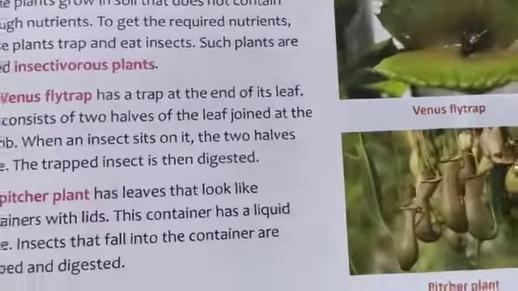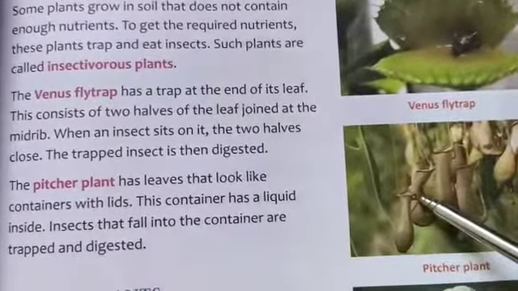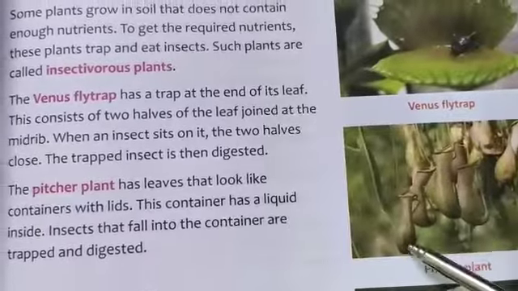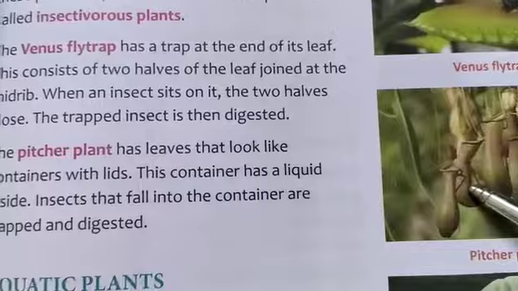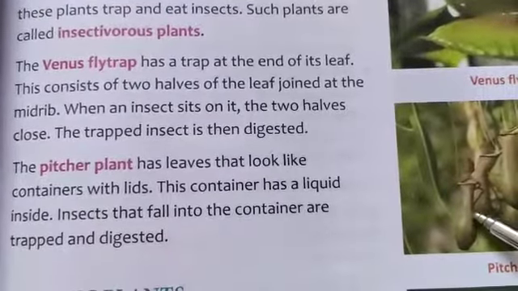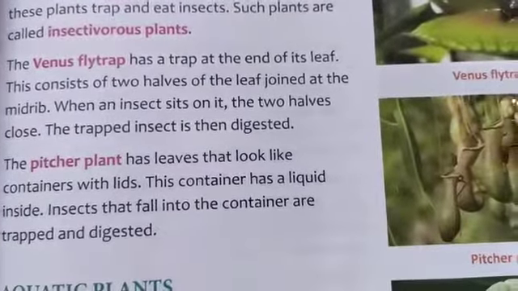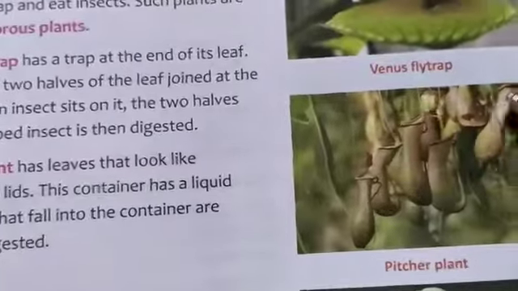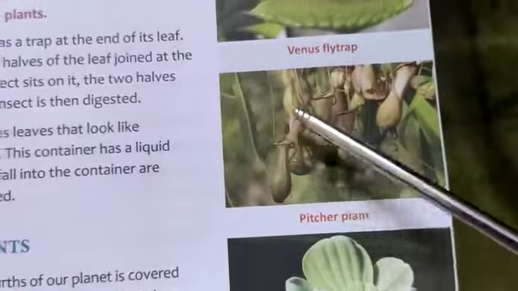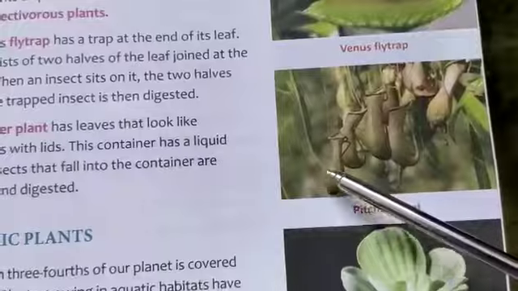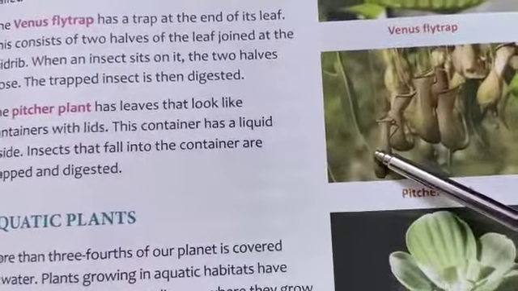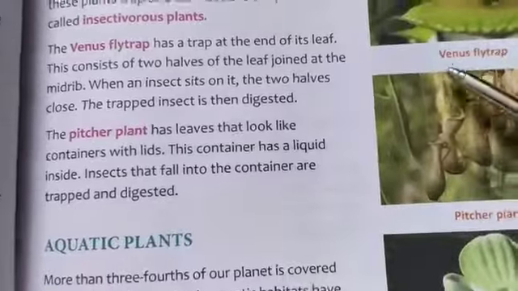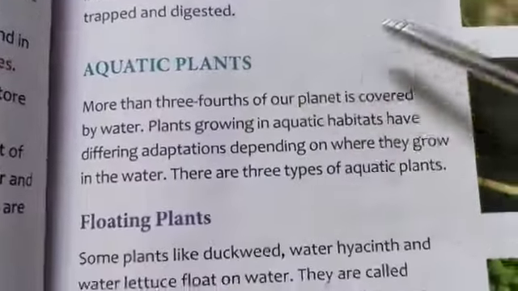The pitcher plant has leaves that look like a pitcher. See, a pitcher means a container with leaves. This container has a liquid inside. Insects that fall into the container are trapped and digested. So whenever any insect comes and sits in the container, it takes it inside and digests it with the help of the liquid that is present inside it. Did you understand?